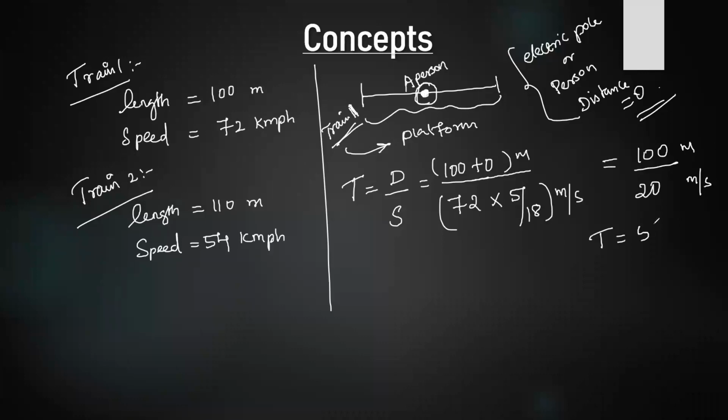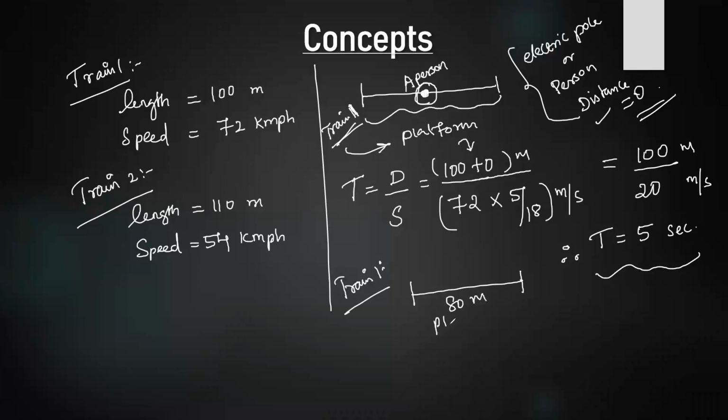Divided by train speed. I'm converting into meter per second since distance is in meter. Is it clear? So if we divide it, you will get 100 divided by 20, here meter per second. So you will get time as 5 seconds. Is it clear? When a train crosses a person or an electric pole, distance should be taken as 0. Only the train length applies here.